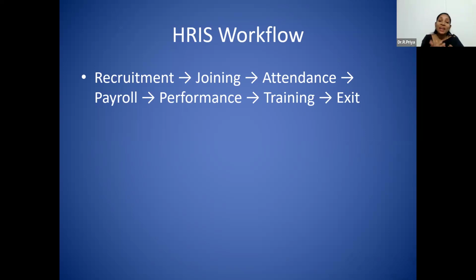Then payroll. The HRIS calculates salary automatically, considering attendance, tax, PF, ESI, bonus, and incentives. So the pay slips are also generated digitally and stored securely. Then performance. The employee goals, appraisals, and KPIs are tracked in HRIS. So the manager can give feedback and the employee can view the performance report online.